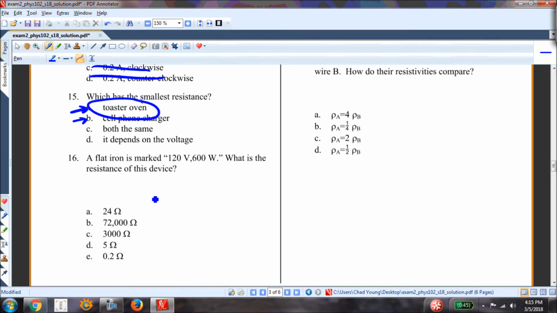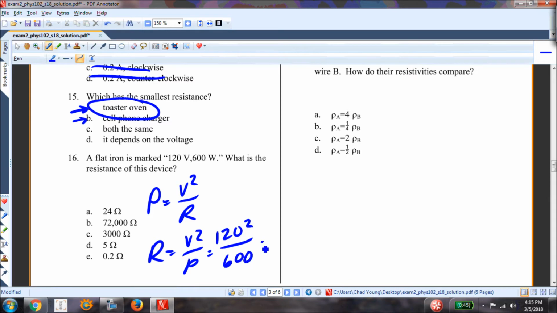What's the resistance of this device? Well, power is V squared over R, and R then is V squared over P. That's 120 squared over 600. I get 24 ohms. So A is the right answer for number 16.